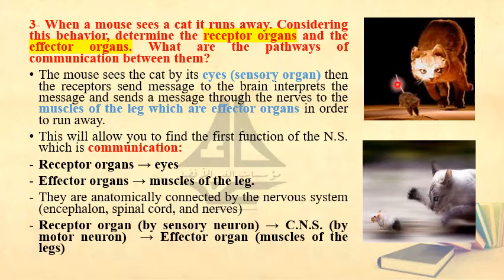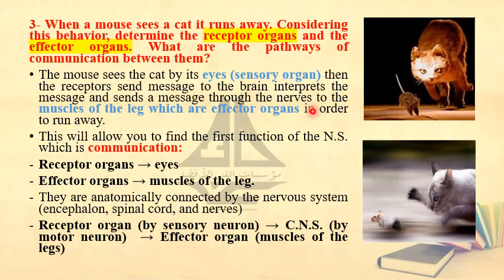Of course, the eyes. The eyes are the sensory organs, or the receptor organs. They are the ones that have seen the cat. Then what happens once it sees the cat? The receptors inside the sensory organs send a message to the brain, and the brain interprets the message and sends a message through the nerves to the muscles of the leg, which are the effector organs or the motor organs, in order to run away.